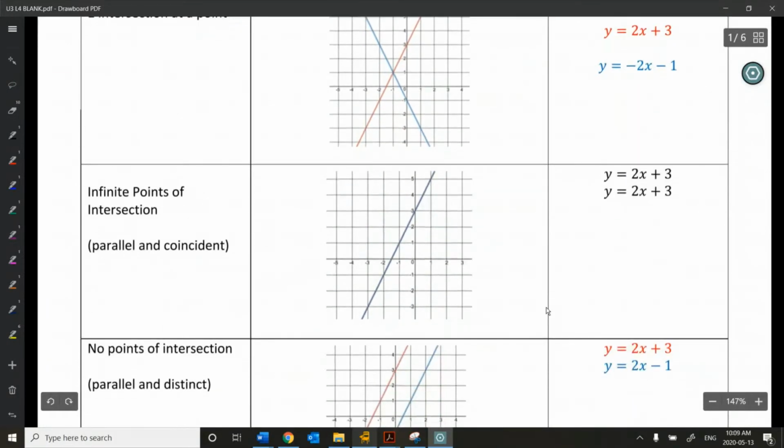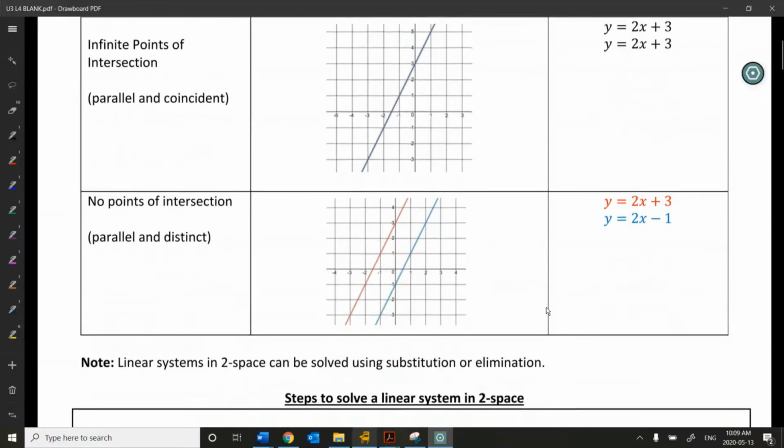They can also have infinite intersection points if they are what we call parallel and coincident, meaning they're essentially the same line. And they could also have no points of intersection. And this happens when the lines are what we call parallel and distinct. So they have the same slope, but they're not the same line.